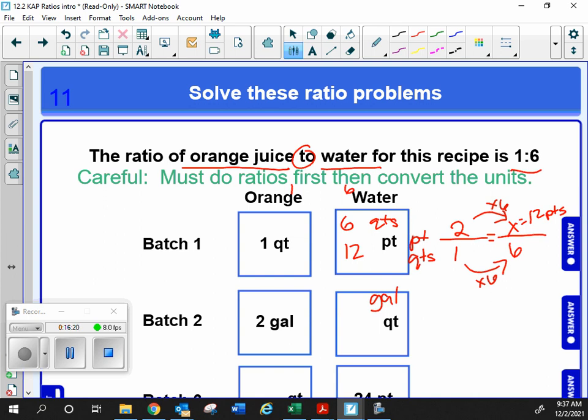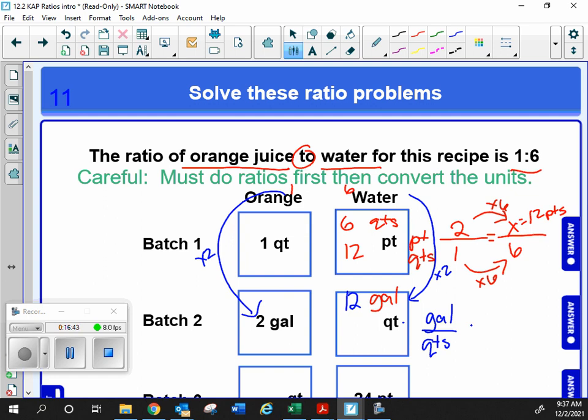Let's just explain again. If it's 1 to 6, to go from 1 to 2 we did times 2, so I need to do times 2 over here. So 6 times 2 is 12. But again, it's asking for the number of quarts, so I'm going from gallons to quarts.